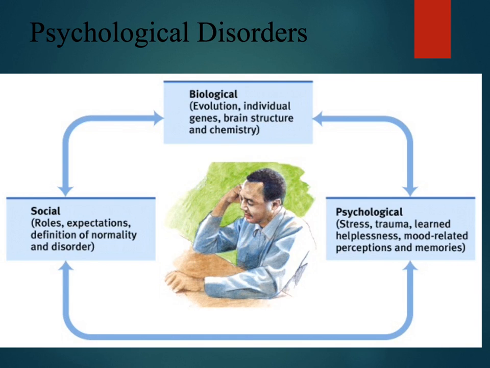So, for example, here is a diagram of the biopsychosocial approach. Social components that may contribute to your disorder might be rules imposed on you by society or even by school, expectations, and the definition of normality and disorder that's imposed by society. That is on top of biological causes, like evolutionary causes, like we just discussed, individual genes, brain structure, and chemistry, and then also psychological causes: stress, trauma, learned helplessness, and how they interact together to create or develop a disorder.